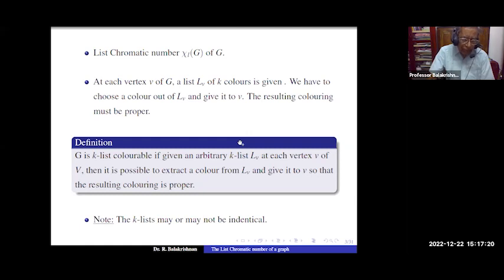Now, you say that G is k-list colorable if, given an arbitrary k-list, that is important, the word arbitrary is important. Whatever be the k-list L(v) at each vertex v of G that is given, then it is possible to extract a color from L(v) and give it to v so that the resulting coloring is a proper coloring. Now, the k-lists may be identical or they may not be identical. They can be the same list throughout. That is also possible. Okay, next one, please.